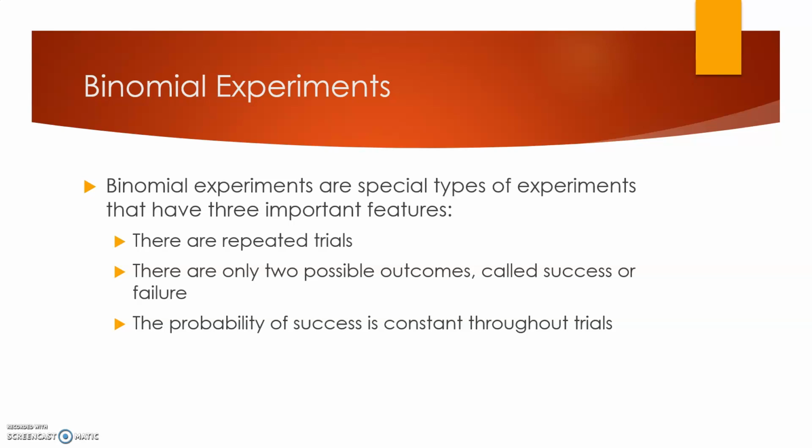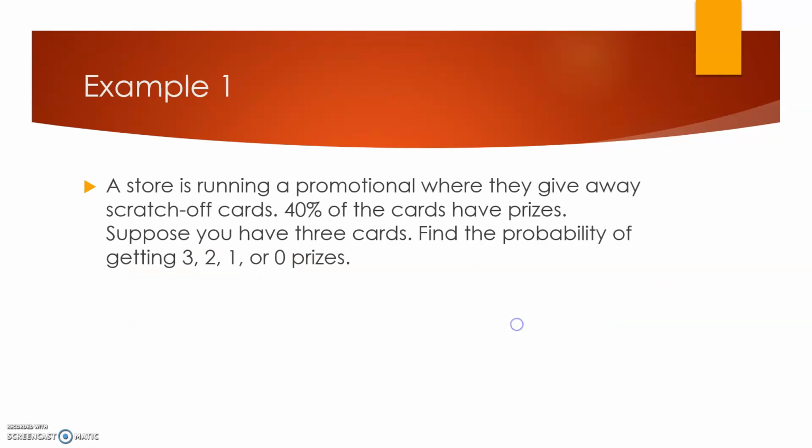And then also the final thing is that the probability of success is constant throughout the trials. So like with flipping a coin, the probability of getting heads is always going to be 0.5. The probability will always be 0.5 for flipping a coin and getting heads. So those are the three characteristics that make something a binomial experiment.